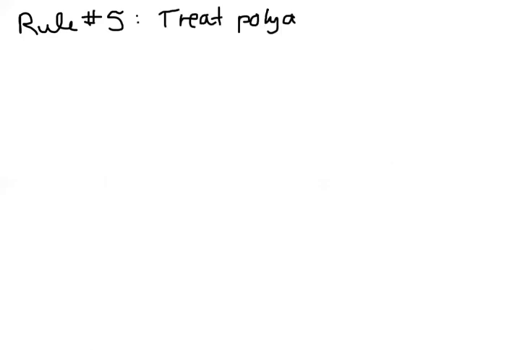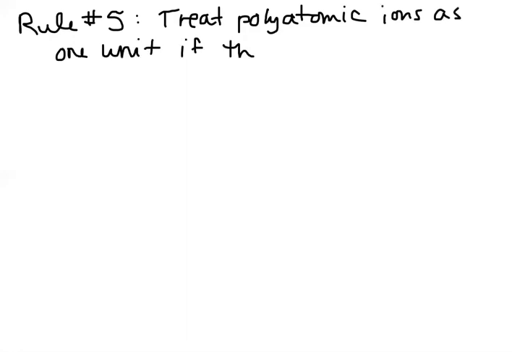Rule number 5. Treat polyatomic ions as one unit if they are present in both the reactants and products.